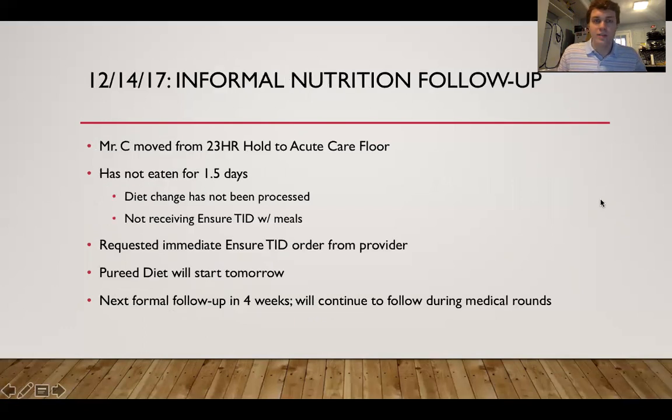So on the 14th of December, Mr. C moved from 23-hour hold to the acute care floor in the hospital. He just moved to the acute care floor, so we had to go see him within 24 hours. I went to go see him at this point in time, and from the time I had initially seen him about a week ago, where the mass was peanut-sized in his mouth, his face had essentially blown up, and it looked like he had a softball on the side of his face, and that wasn't there before. So it was a pretty shocking change, very, very quick.